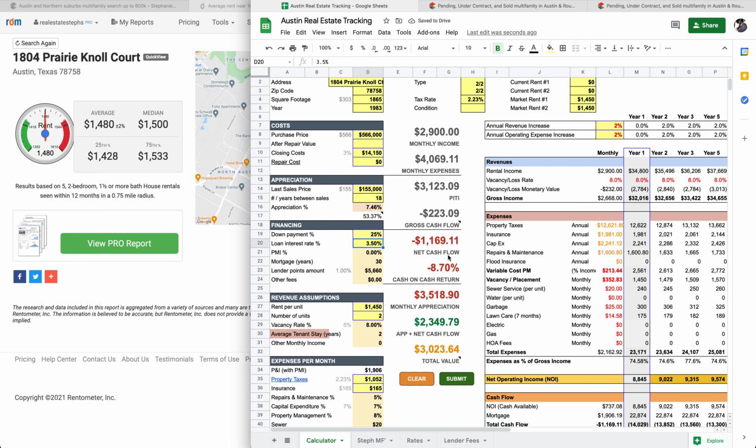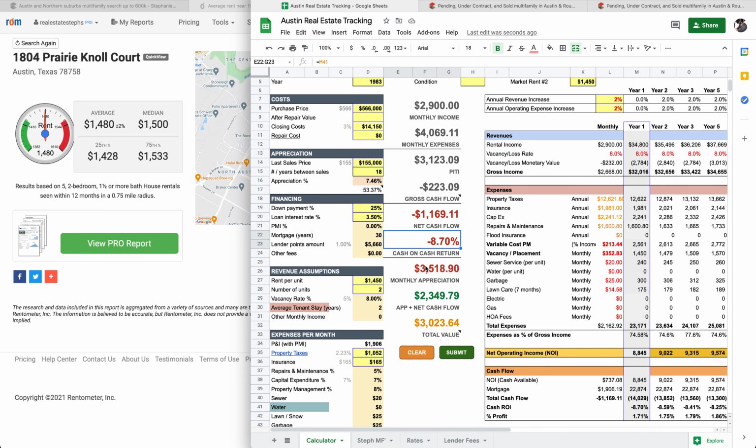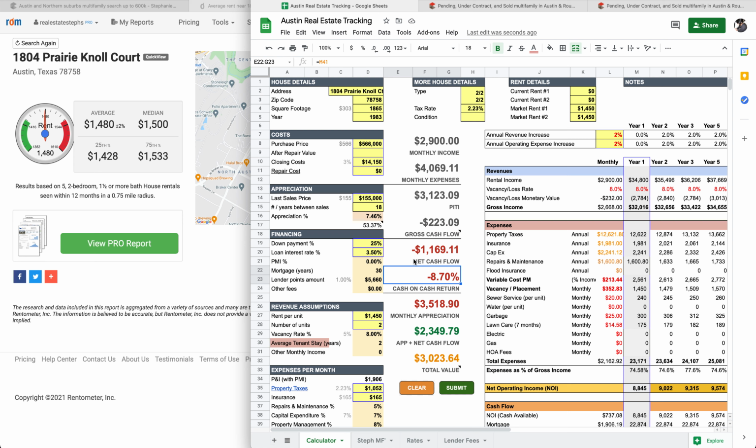Okay, so where was I? Cash on cash return. It is negative 8%, so obviously not great, right? Of course you want a positive return, but I think we also talked about how if you're going for appreciation, you will probably have to deal with some degree of negative cash flow. It just depends on where you want to be.